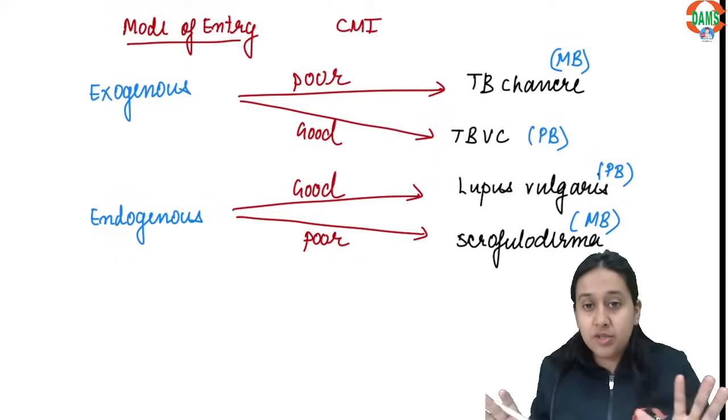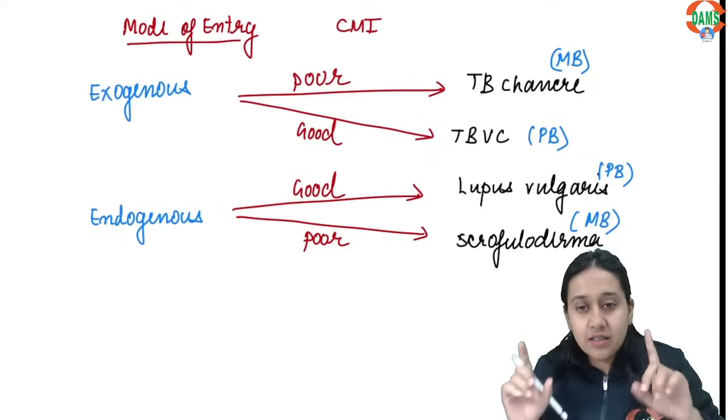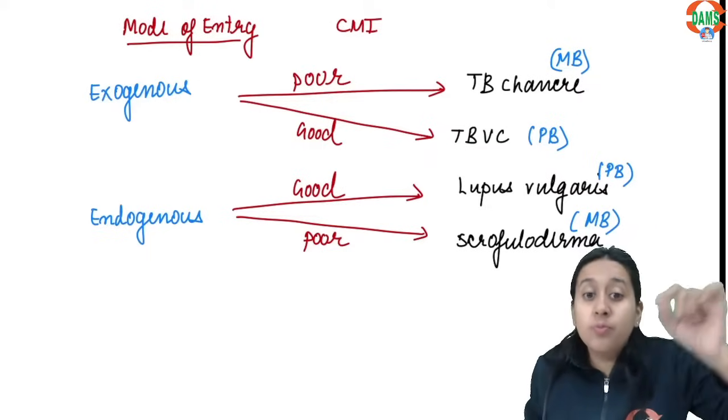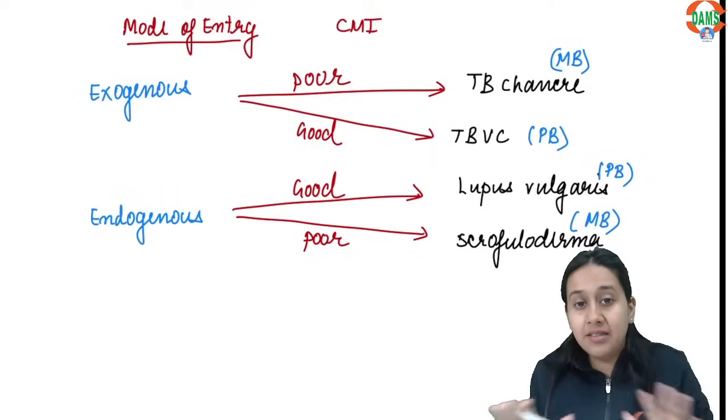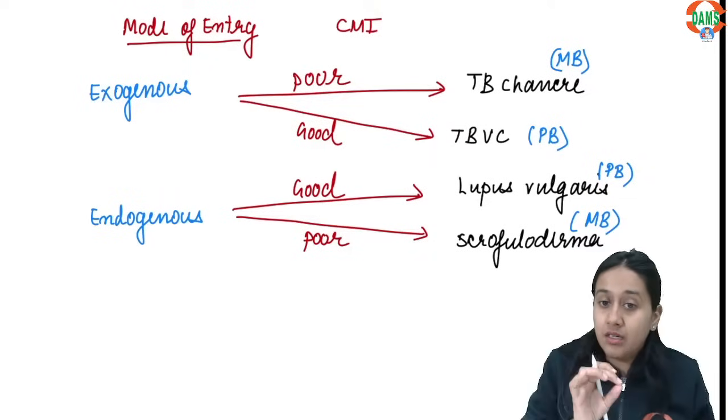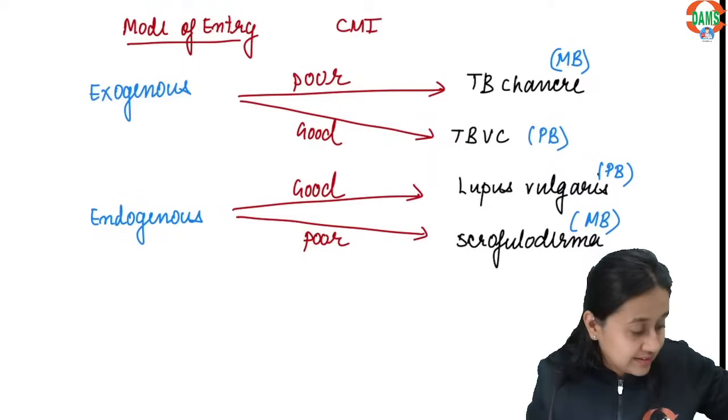There is one exception to this rule. Lupus vulgaris is the only type which can occur due to both exogenous and endogenous entry. Otherwise, broadly, this table covers all the useful features related to skin TB.